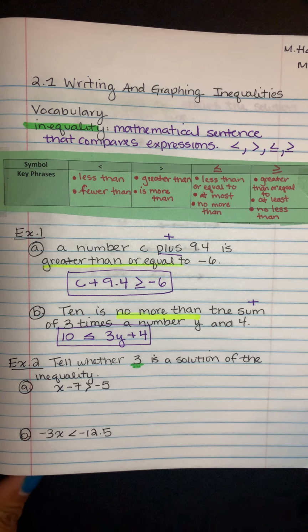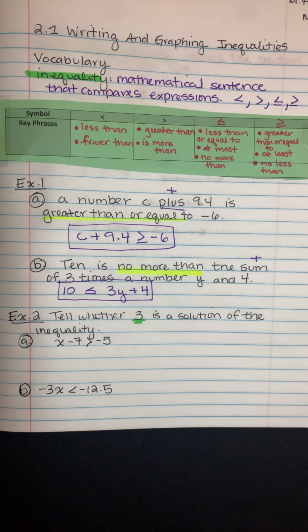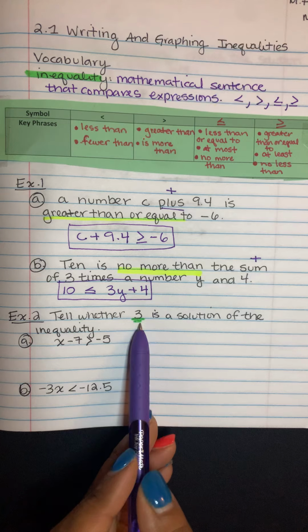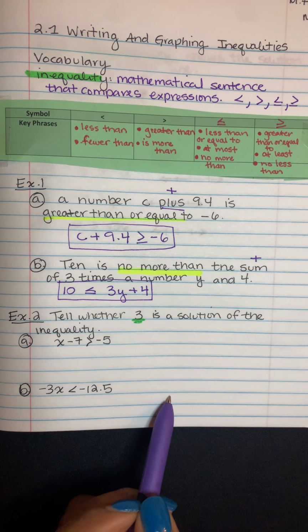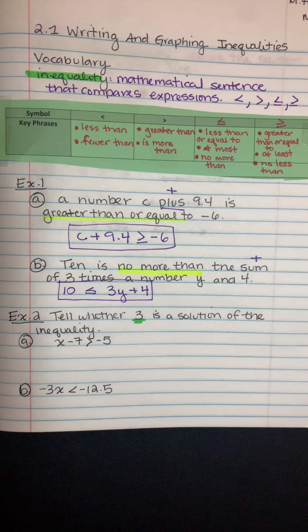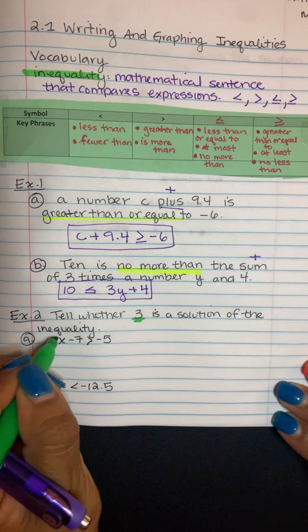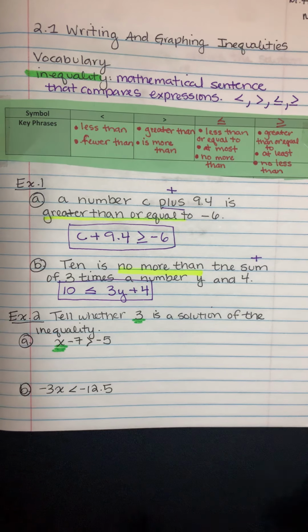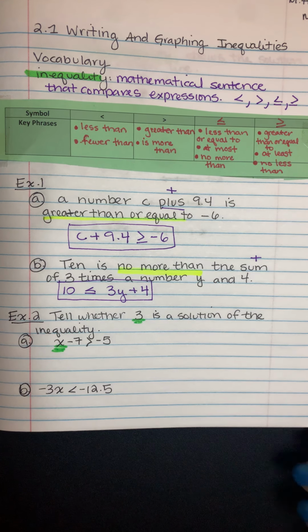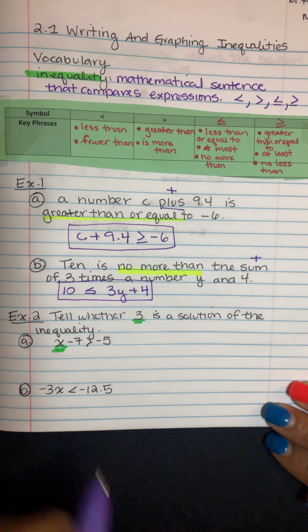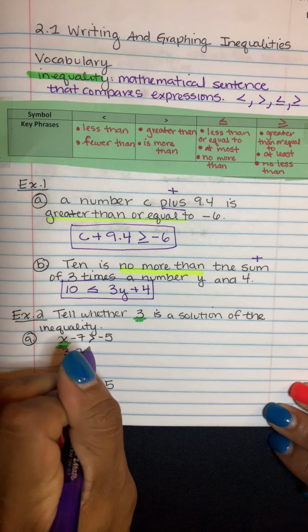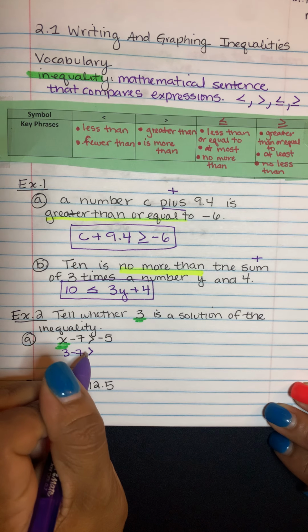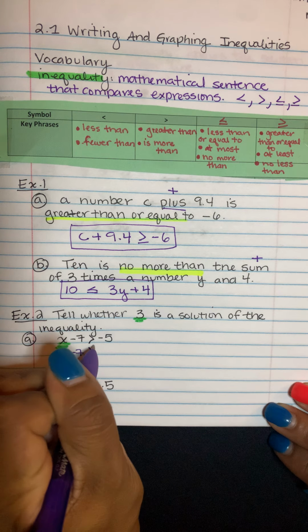All right, let's keep going. Example 2. Tell whether 3 is a solution of the inequality. In your assignment, they might give you another number other than 3. But basically what you want to do is find the variable, in this case it's x, and replace that with 3. We want to check to see if 3 is a solution, if it makes it a true statement. So I'm going to rewrite this as 3 minus 7. Is it greater than? Well, we don't know.